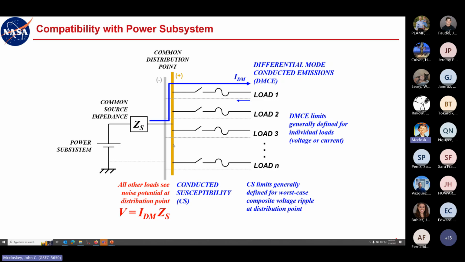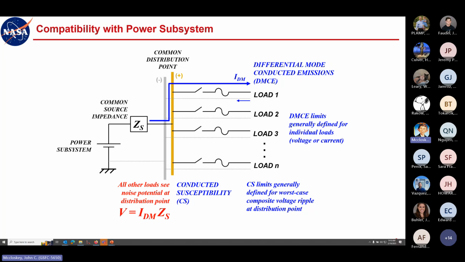For susceptibility, what we care about is potential. What is the total noise potential shown here that everyone will see? So conducted susceptibility limits are generally defined for worst case composite voltage ripple at the distribution point. So it's not entirely apples and oranges, but it's not entirely apples and apples either. So you can't just look at a conducted emissions limit and directly compare it to a conducted susceptibility limit. They are related. You just can't compare them directly with each other.